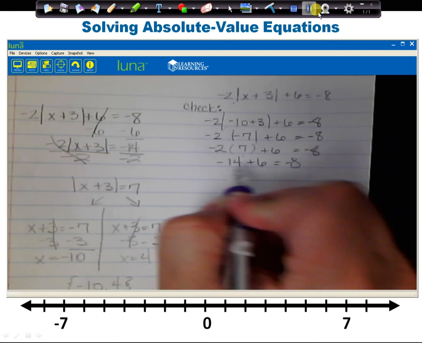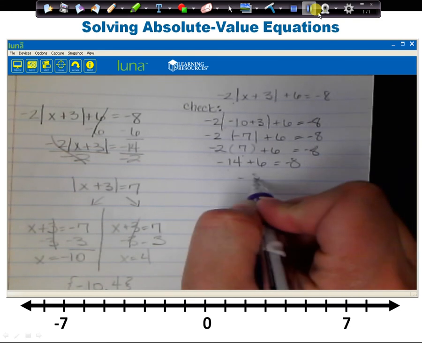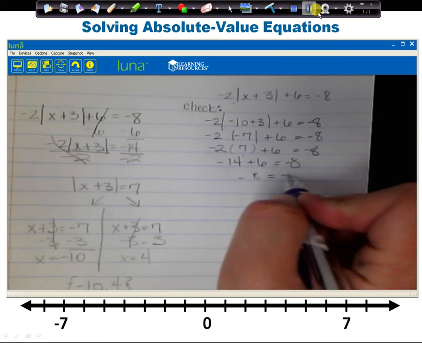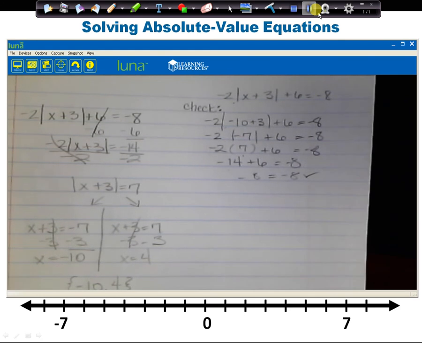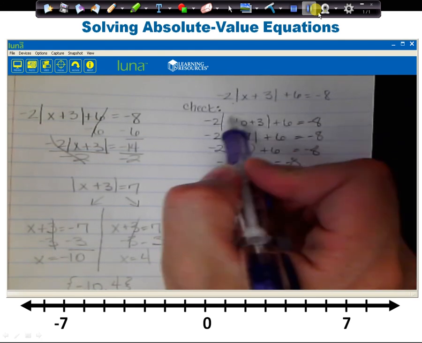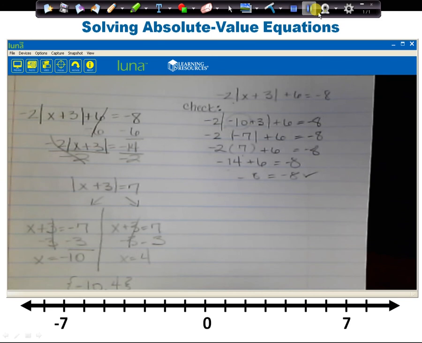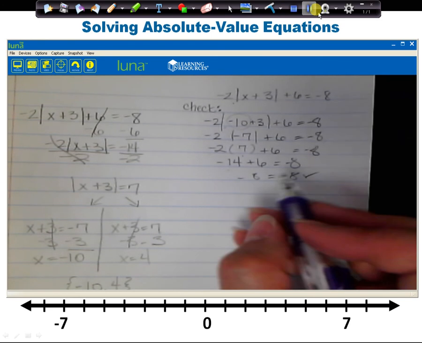And negative 14 plus 6 does equal negative 8. Negative 8 equals negative 8. So my negative 10 here is a solution for this equation. Now let's look at our 4.